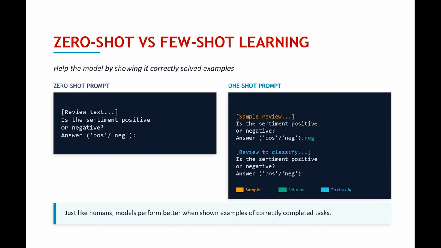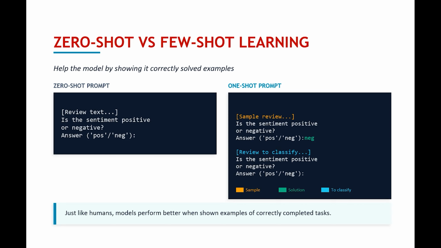Prompt engineering is about designing better prompts. The key technique here is few-shot learning, providing examples of correctly solved tasks. On the left, our zero-shot prompt just asks for classification. It only includes the review and instruction. On the right, the one-shot prompt first shows a sample review together with its correct label and then asks the model to classify our target review.